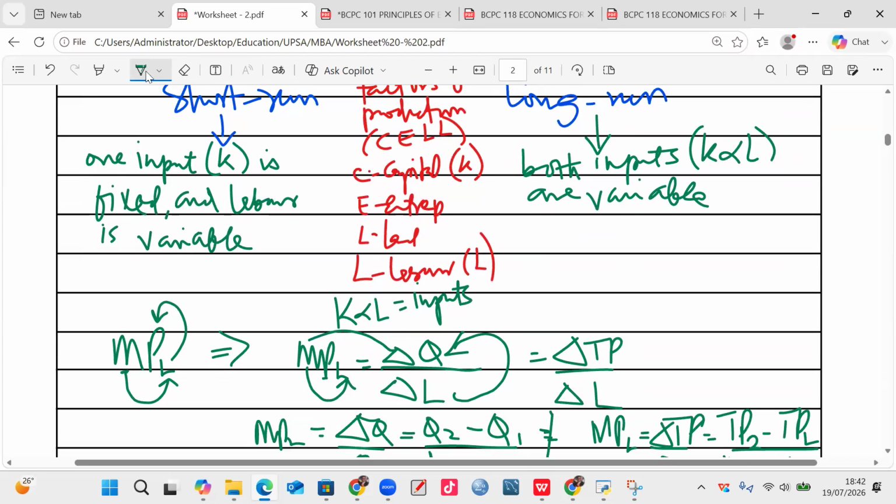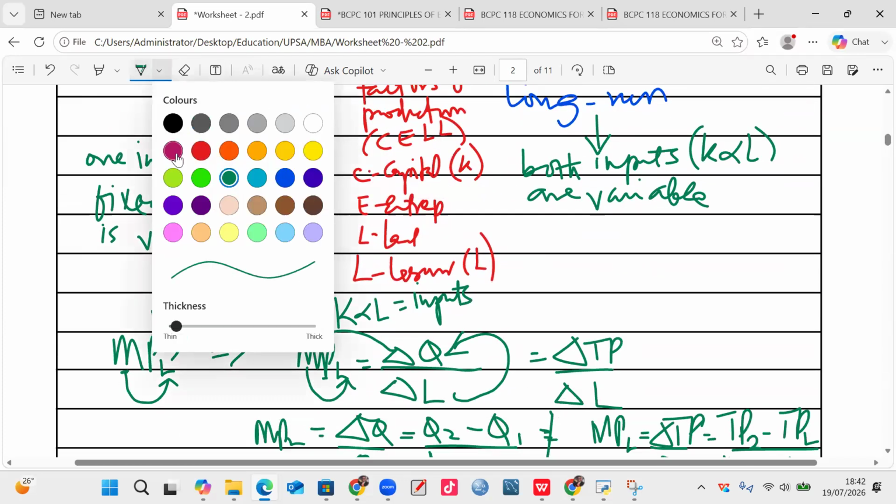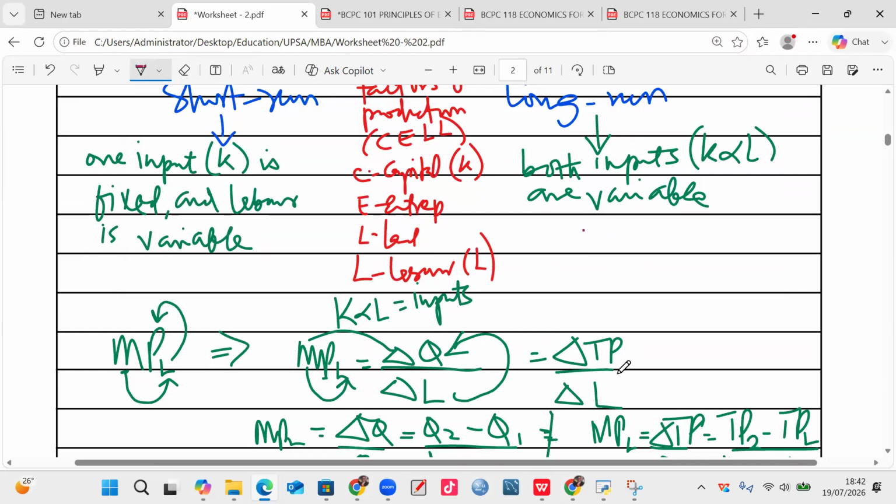So let me add the formula just in case. If it's in the short run, the short run formula is W equals VMPL. That's the formula. And the long run is marginal rate of technical substitution, MRTS, equals wage over rate, W over R. That's the formula.